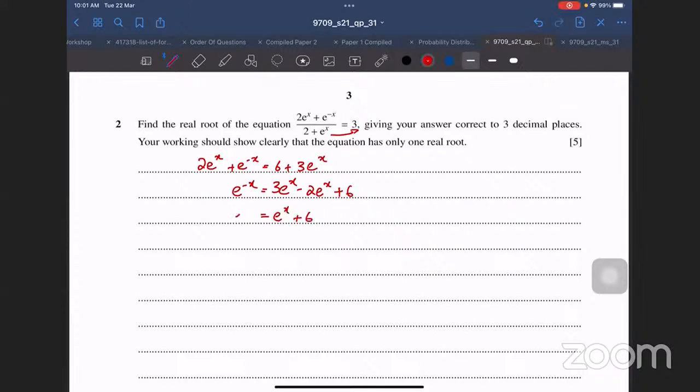E power minus x. I'm just going to subtract the terms. Now, whenever you have such questions, they cannot be solved directly. What you need to do is take the help of a substitution. So I'm going to take the substitution u equals e power x. So this becomes u, and this becomes 1/u, because e power minus x is 1/e power x. This gives me u squared plus 6u minus 1.